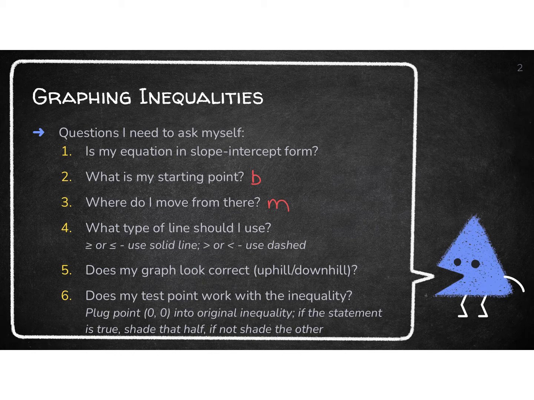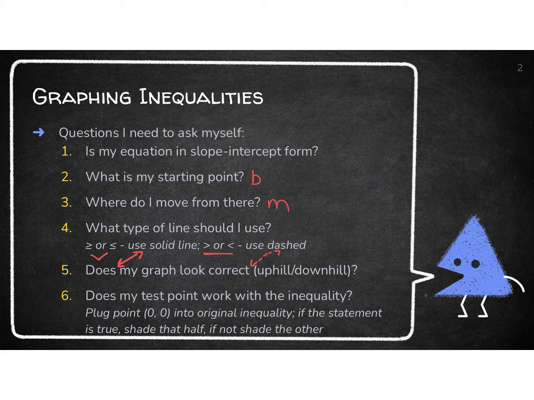Now, the difference is the type of line. Before, we always had a solid line, okay? This time, we could have a dash. So if you see a sign that has the equal to, so one of those two, you're going to have a solid line. If you see anything that does not have the equal to, then you're going to have a dashed line. You just have to determine that. And on your quiz, you will lose a point if you have the wrong type of line.